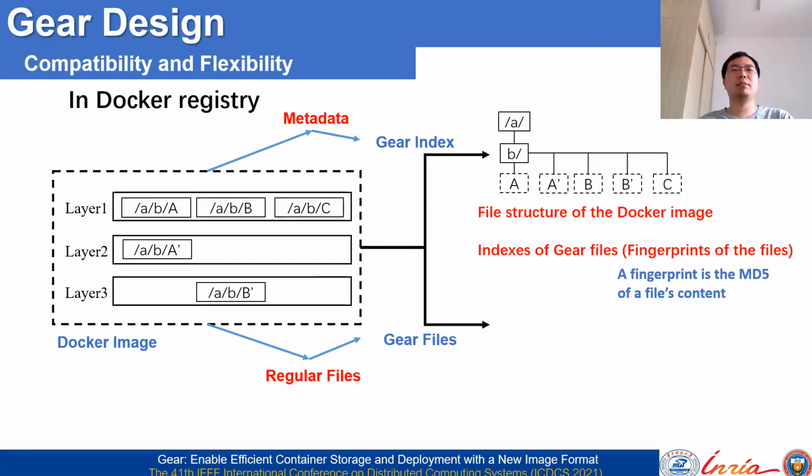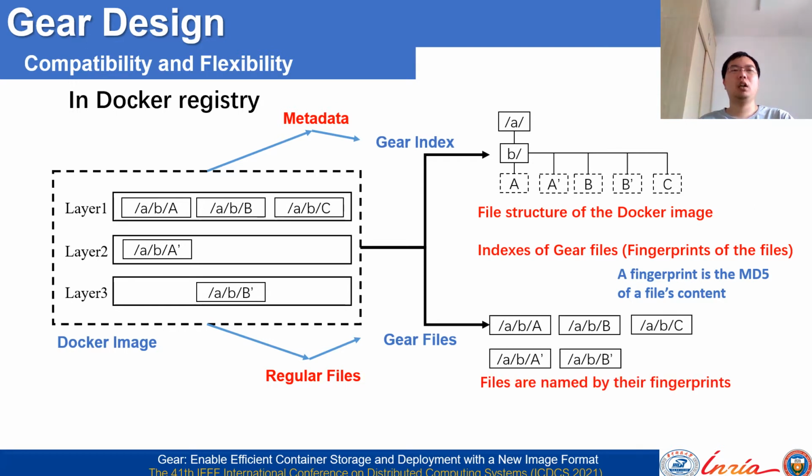GEAR index is made up of metadata that contains the structure of the entire directory tree, and indexes of regular fields which replace the actual fields in directories. Regular files are converted to GEAR files by naming them by their fingerprints. When we need to access a file, we first find its fingerprint in the GEAR index based on its file path. Then we can find the GEAR file through its fingerprint.